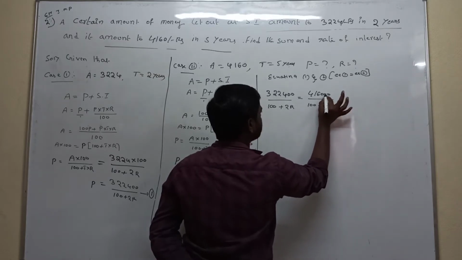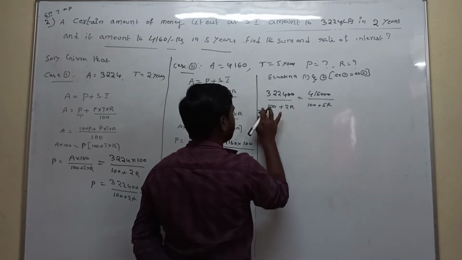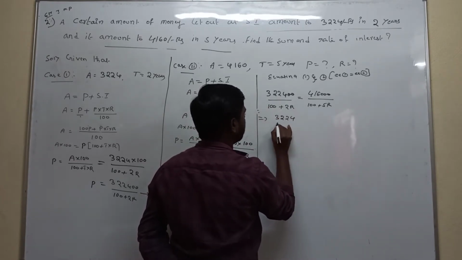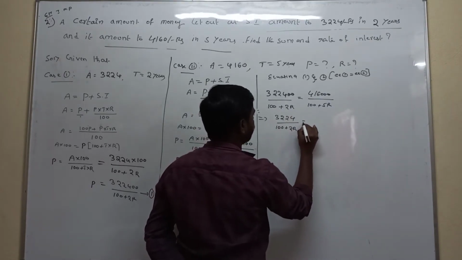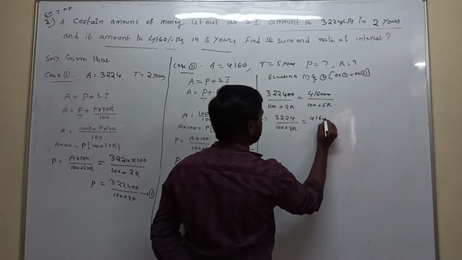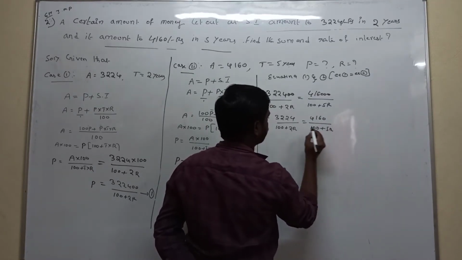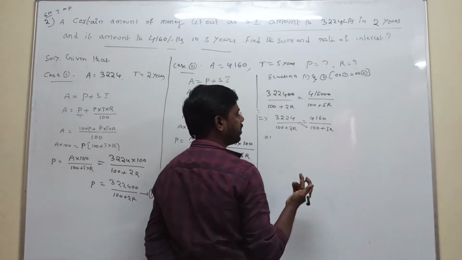Now here these 2 zeros get cancelled. Remaining value is 3,224 divided by 100 plus 2r is equal to 4,160 divided by 100 plus 5r. So now these two values are interchanging. You can do the cross product also and you get the values.